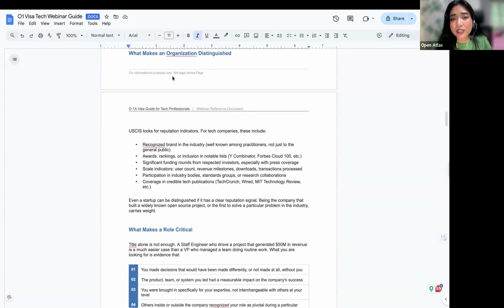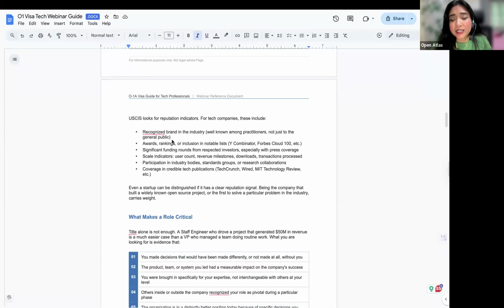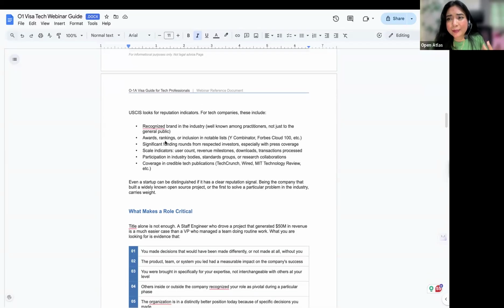Now, what makes an organization distinguished? USCIS looks for reputation indicators for tech companies. These include a recognized brand in the industry, well known among practitioners, not just to the general public. So it shouldn't be like, okay, Google is very big, so it has to be Google. No, Microsoft is very big, so something needs to come from Microsoft. Nothing like that. It has to be practiced, and people among the practitioners understand that, oh, this is my competition or this is my competitor.